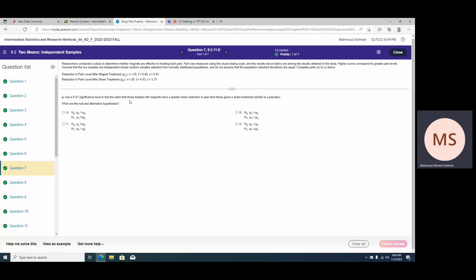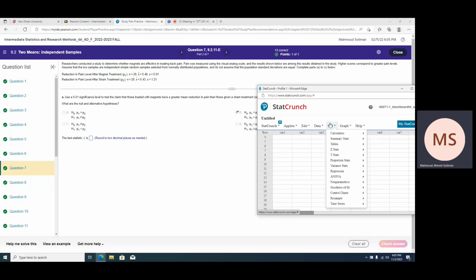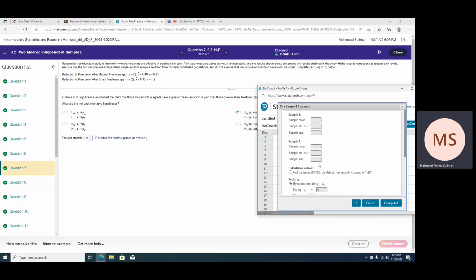Okay. So here we have two groups. Reduction level. So we have magnet treatment and sham treatment. So mu1 is magnet, mu2 is sham, and magnets are greater than sham. So mu1 is greater than mu2. So we go here, close, Stat. Because it's mu, we'll do T stat, two sample, because we have mu1, mu2. Summary. Wait, mistake. T stat, two sample, summary.